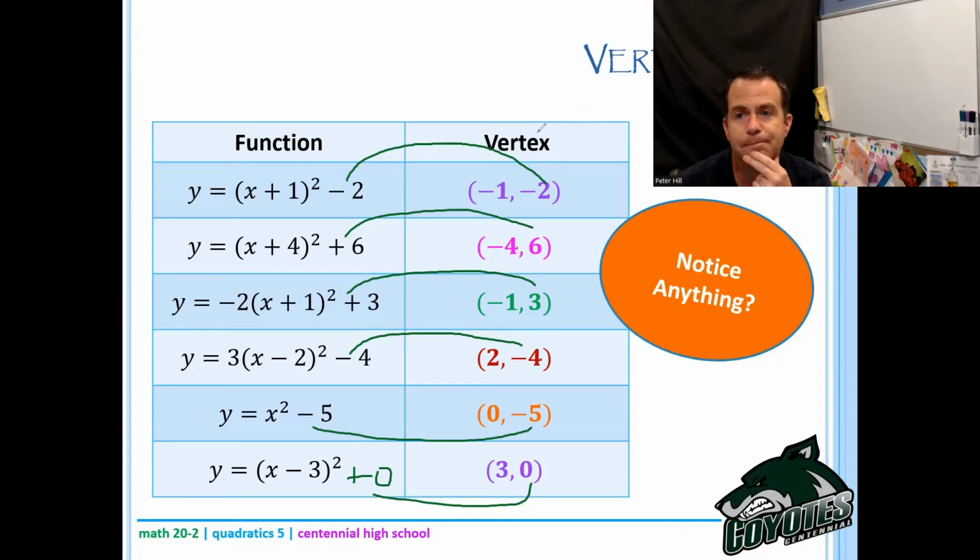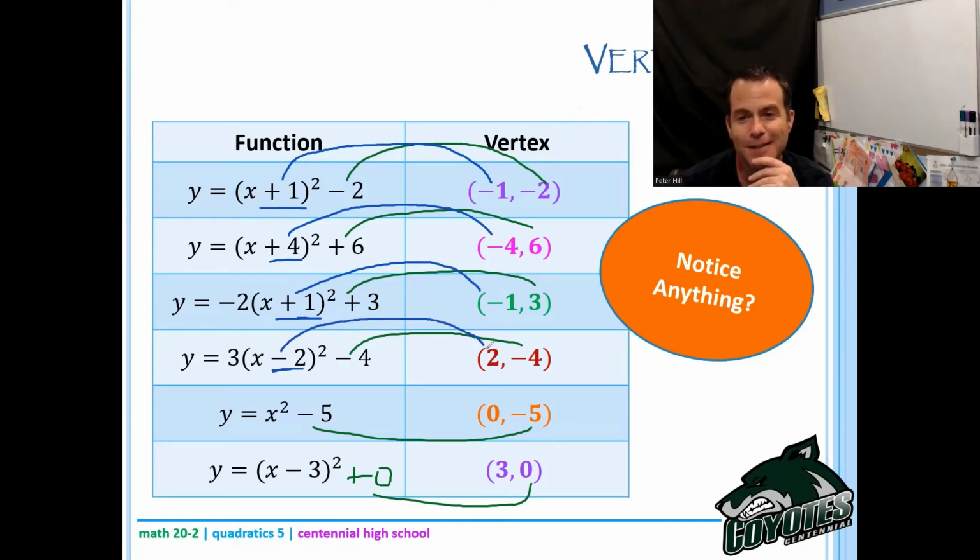Okay, do you see anything about the x value of your vertex? Can you see that in the equation anywhere? Actually, you sort of can. Take a look. +1, -1, +4, -4, +1, -1, -2, +2, nothing, right? There's nothing being added or subtracted from the x there. Nothing.